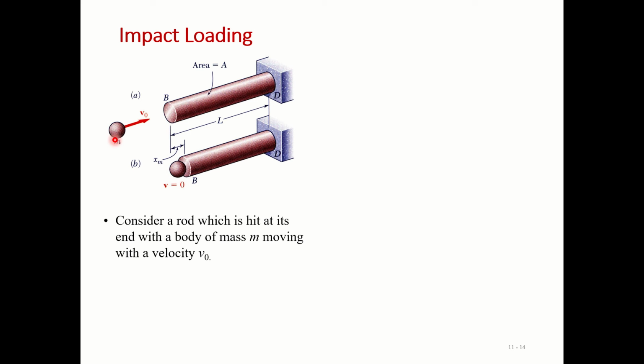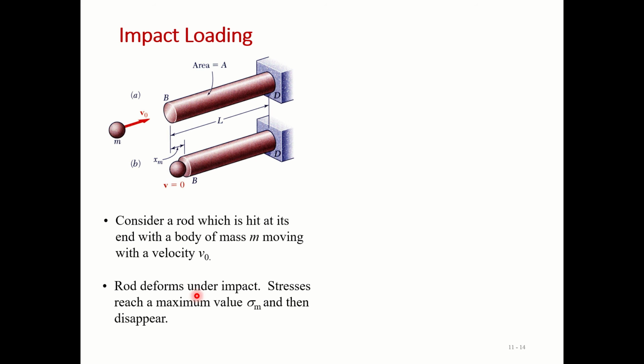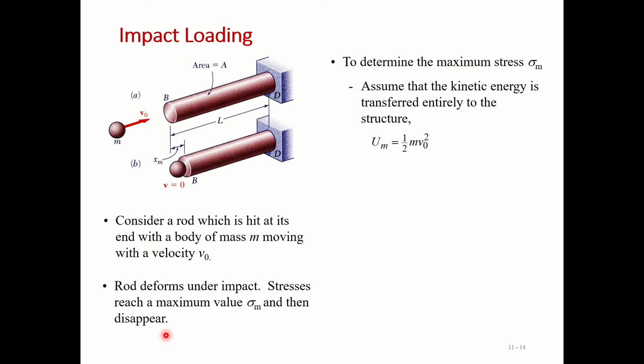So here is a round sphere of mass m moving with velocity v naught and hitting a uniform cross-sectional rod having area A and length L. When the body of mass m moving with velocity v naught hits, the rod deforms under impact. Stresses reach a maximum value sigma m and then disappear. So we have to determine the maximum stress. What is that maximum stress?